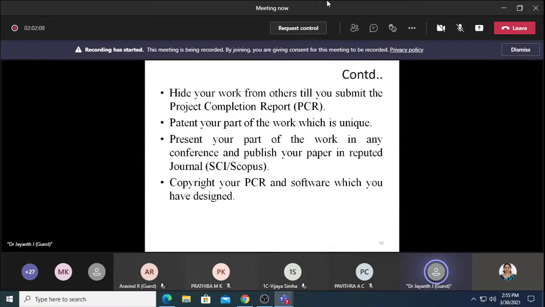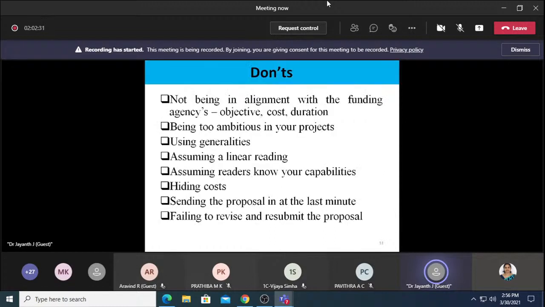Next, after your project completion report, copyright your PCR. And if you have developed any software or design, also file a copyright, because it can be stored or sold. This is the mandatory thing for funding: how many patents you have, how many copyrights you have filed, and how many you have sold to the stakeholders.